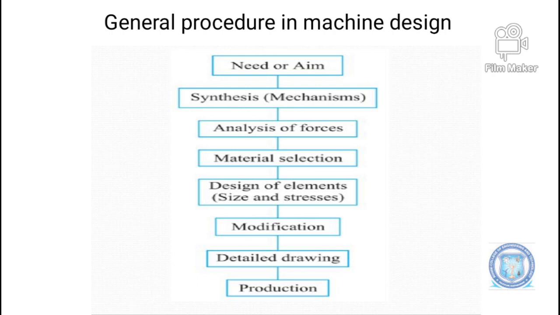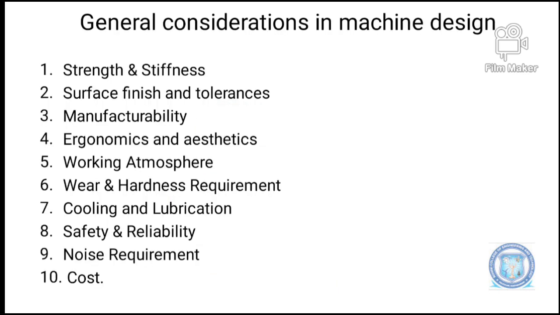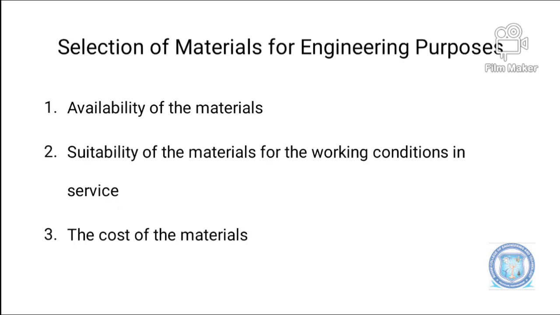Final one is detailed drawing. Draw the detailed drawing of each component and the assembly of the machine with complete specification. Then production. As per the drawing, the component is manufactured in the workshop. The general considerations in machine design: strength and stiffness, surface finish and tolerance, manufacturability, ergonomics and aesthetics, working atmosphere, wear and hardness.